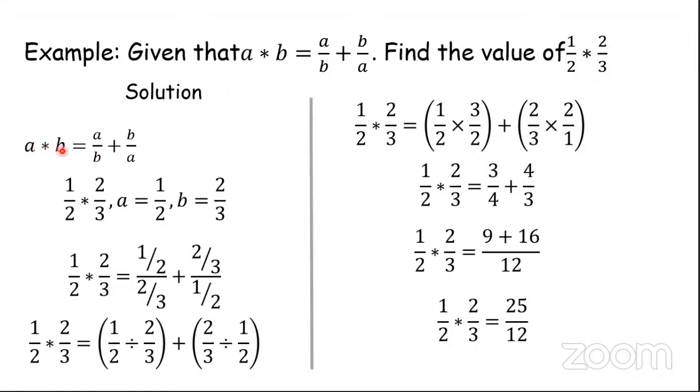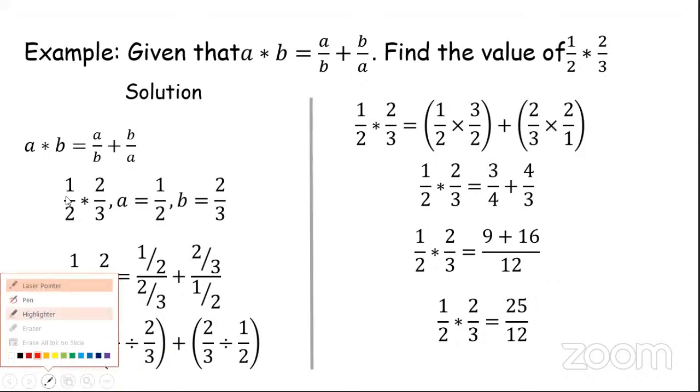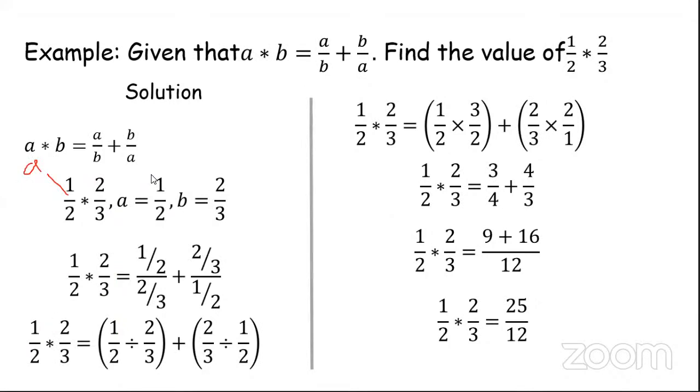Okay, so we are saying A star B is equal to A divided by B plus B divided by A. We are requested to find a half star 2 over 3. So that means our half is A and 2 over 3 is B as indicated here. So our A is a half, our B is 2/3.